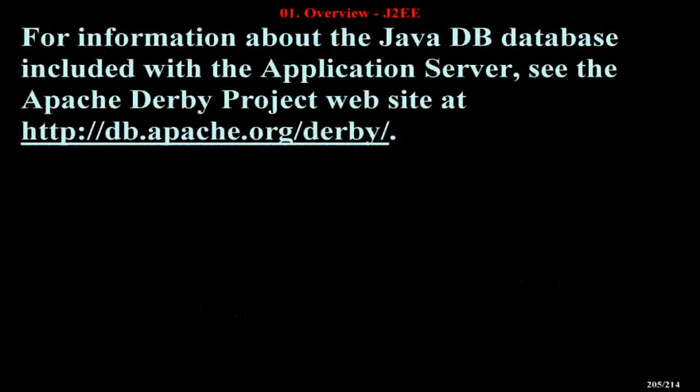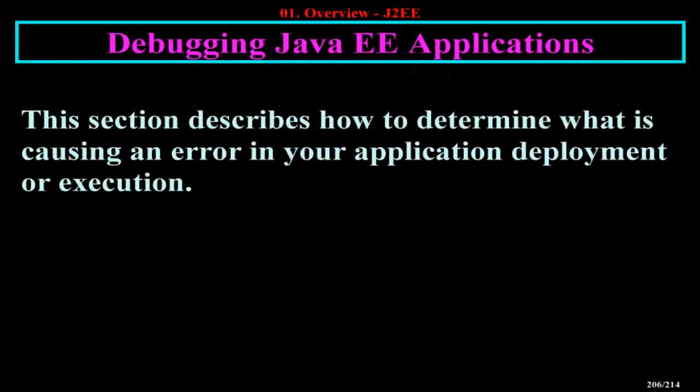For information about the Java DB database included with the application server, see the Apache Derby project website at http://db.apache.org/derby. Debugging Java EE applications. This section describes how to determine what is causing an error in your application deployment or execution.